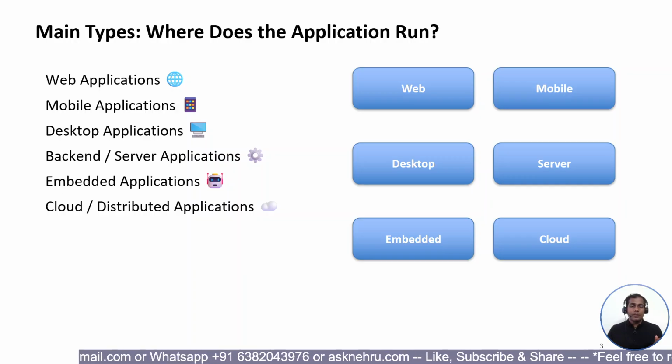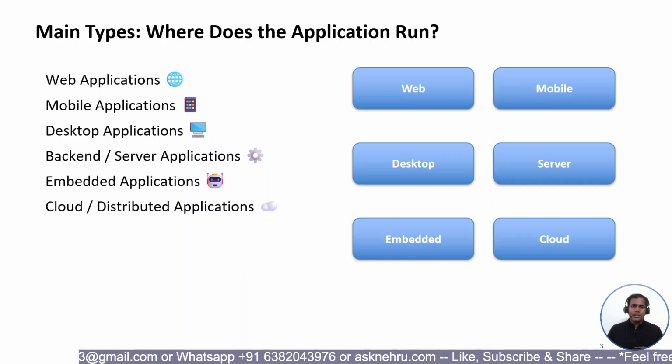an example. For backend applications, when you open Amazon or Flipkart, a backend application processes your order behind the scenes. You cannot see it, but it is behind the scene. The next is embedded applications. The software inside a washing machine or a car is an example. And there are also cloud or distributed applications. Applications such as Netflix operate using large distributed systems running in cloud infrastructure.